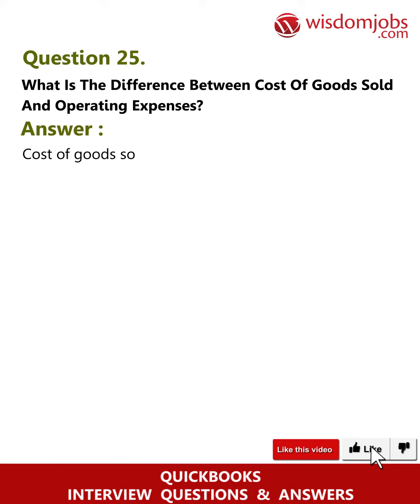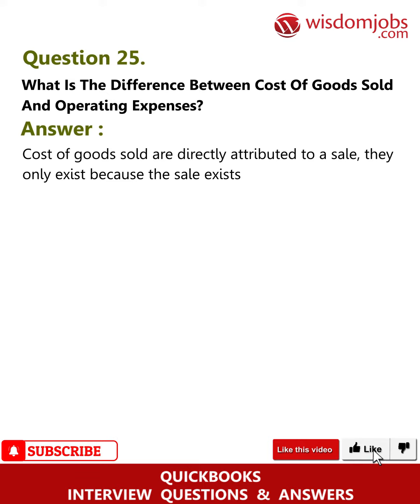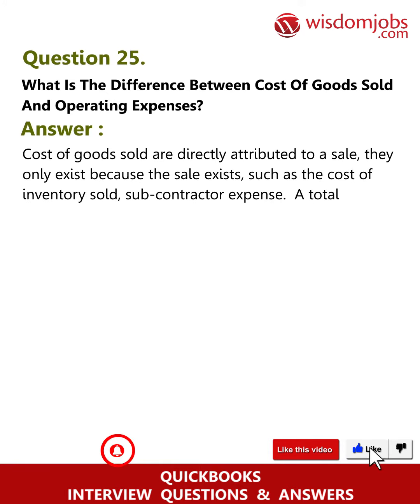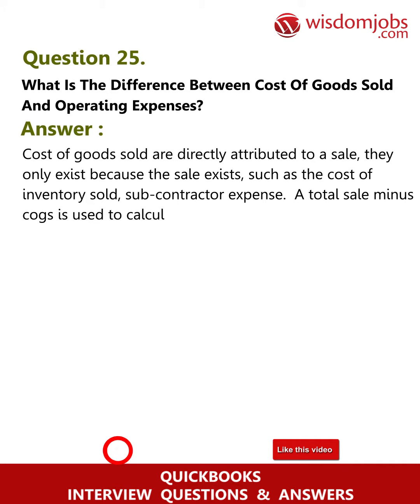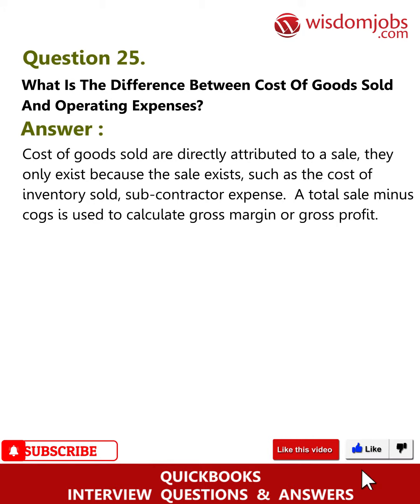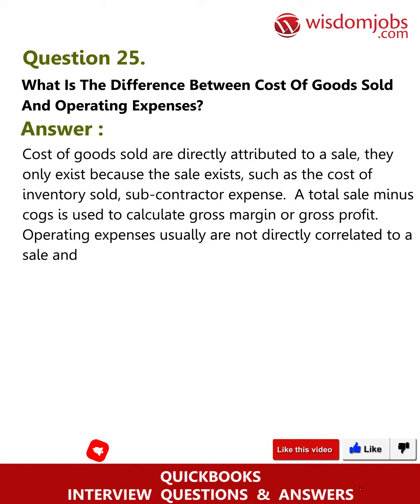Question 25. What is the difference between cost of goods sold and operating expenses? Answer. Cost of goods sold are directly attributed to a sale. They only exist because the sale exists, such as the cost of inventory sold, or subcontractor expense. Total sales minus COGS is used to calculate gross margin or gross profit. Operating expenses usually are not directly correlated to a sale and are fixed, such as rent and utilities.